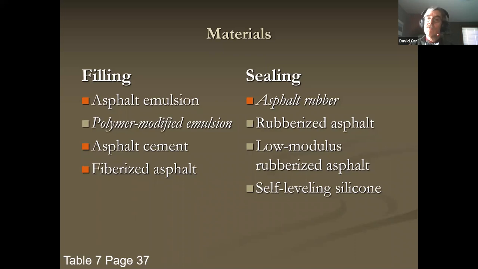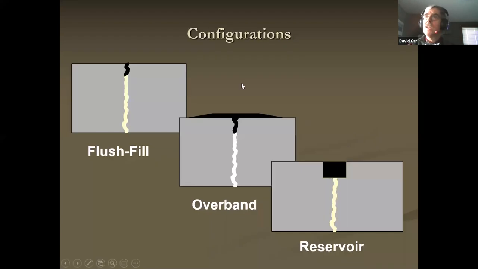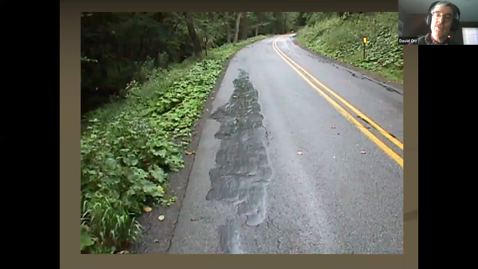Now, some asphalt rubbers are sometimes using filling operations, that's why it's also in italics, but the key is, do you need the movement or not need the movement, okay? And in terms of configurations, well, I can tell you right now, most of us do a flush fill. That's the most common technique that we use. We put just enough to fill into the crack, we walk away. If we're doing a sealing operation, we're gonna saw and create ourselves a reservoir, okay?